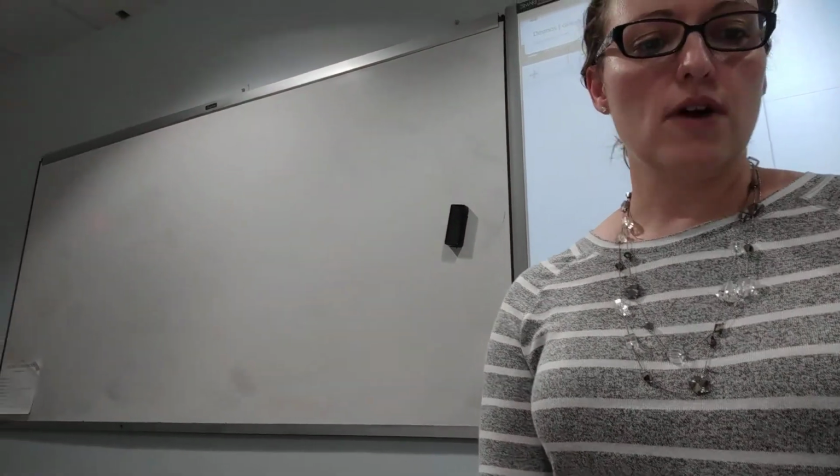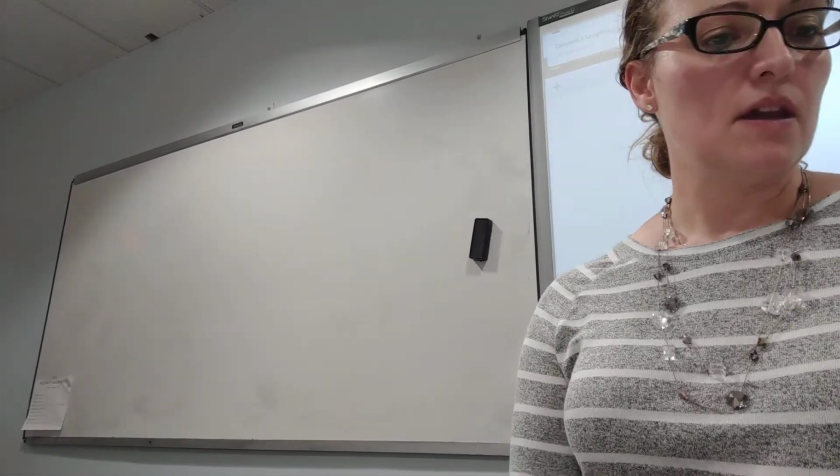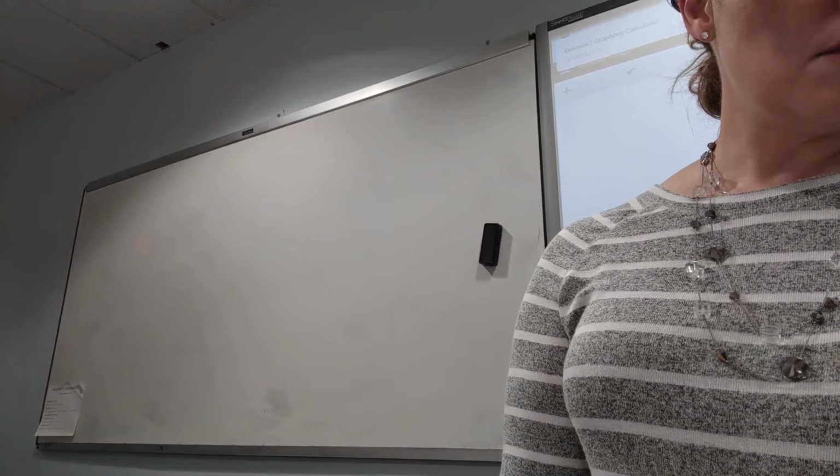graph straight lines. If you look at example 3, there's a blue line and a red line, correct? Okay. So this is going to be really easy.